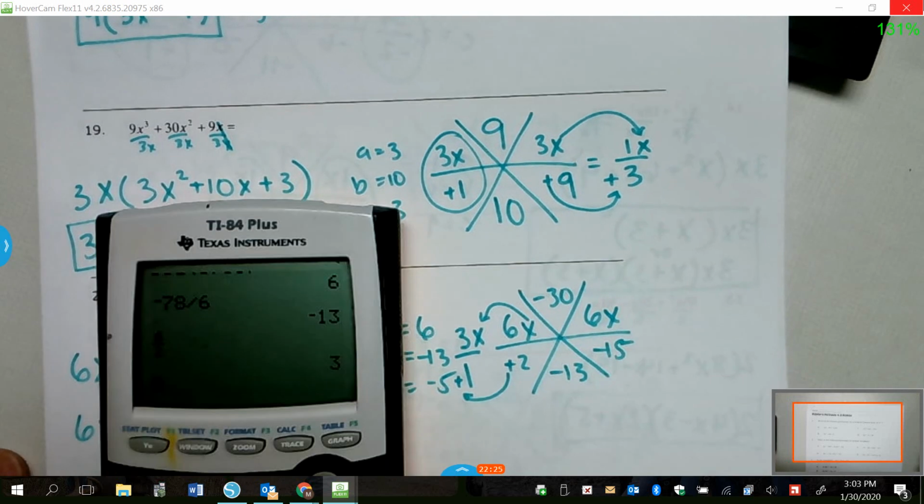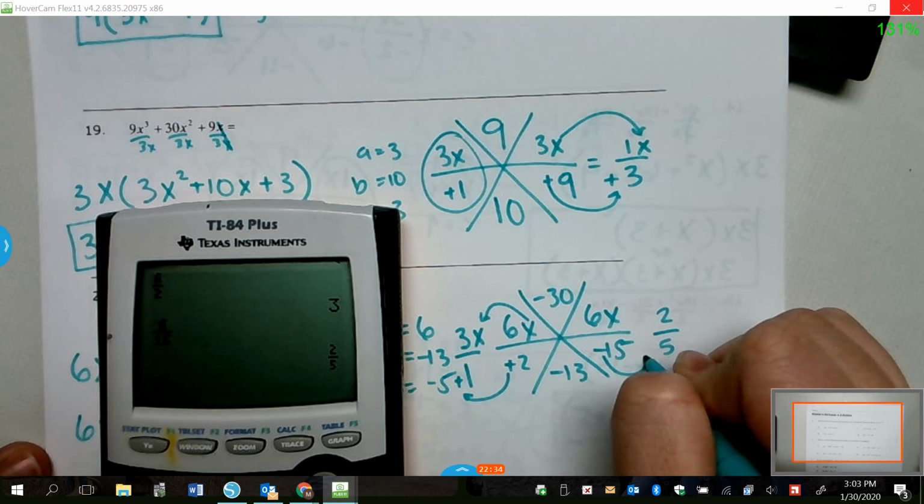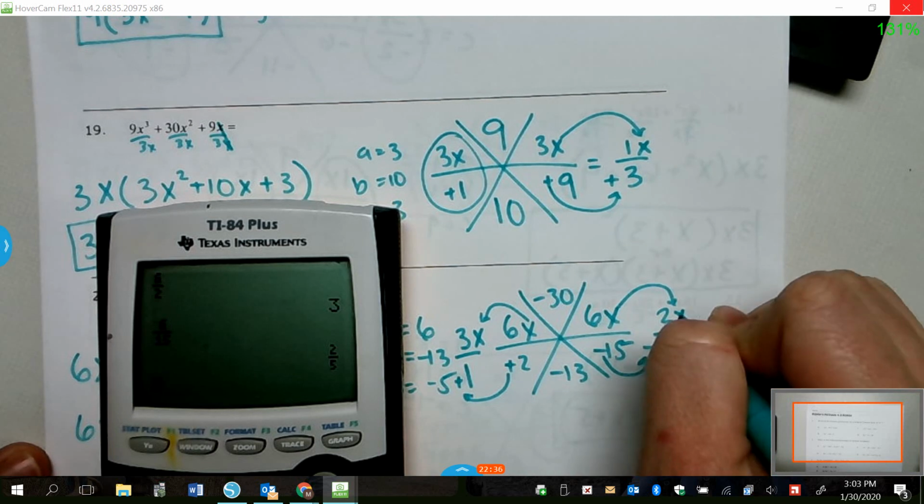And again, one last time. 6 over 15. That gives me 2 over 5. Bring over your sign, bring over your letter. So 2x minus 5.